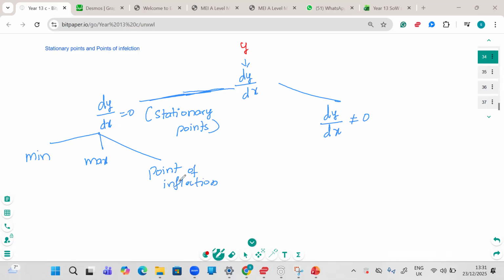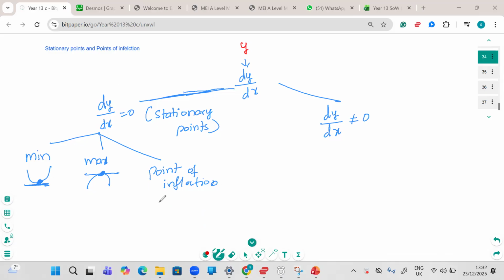When it is a minimum point, the curve would be like this. See dy by dx, when the curve is like this, at this point the gradient is zero. That's what dy by dx tells you. At this point, dy by dx is equal to zero. That's why it has a stationary point.